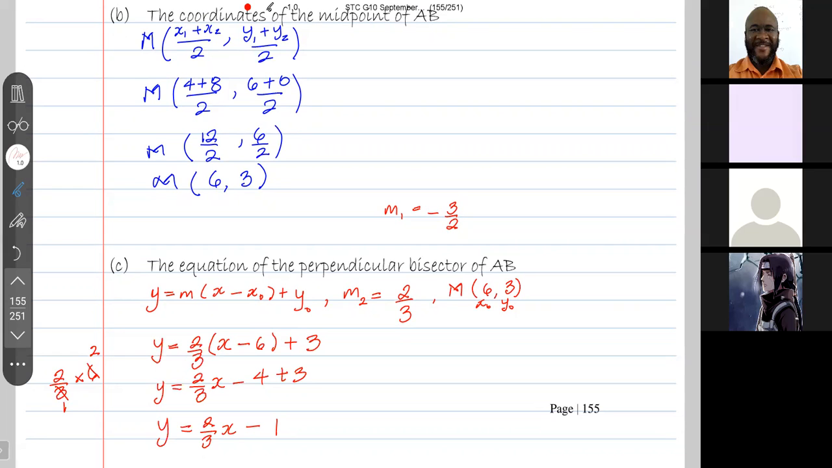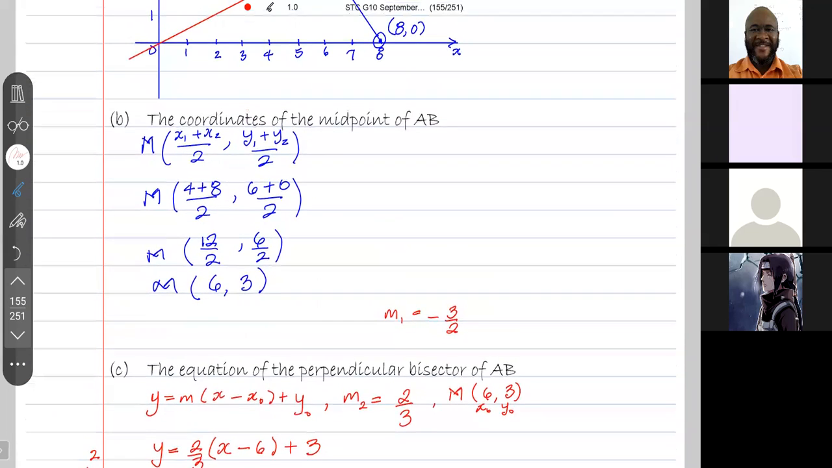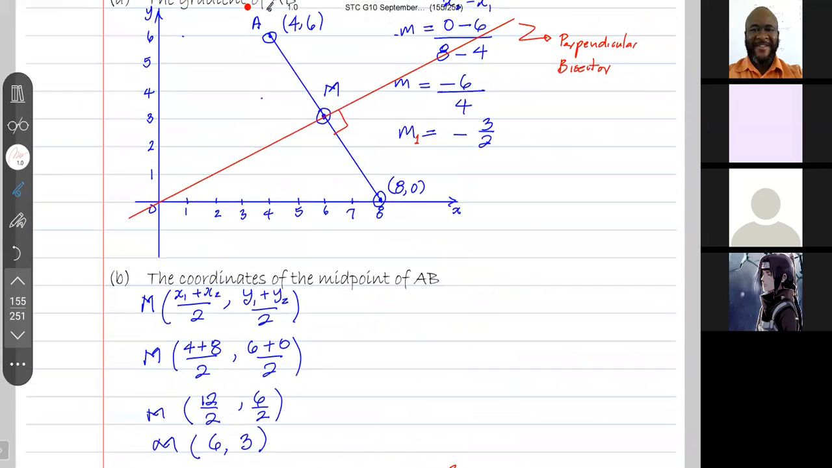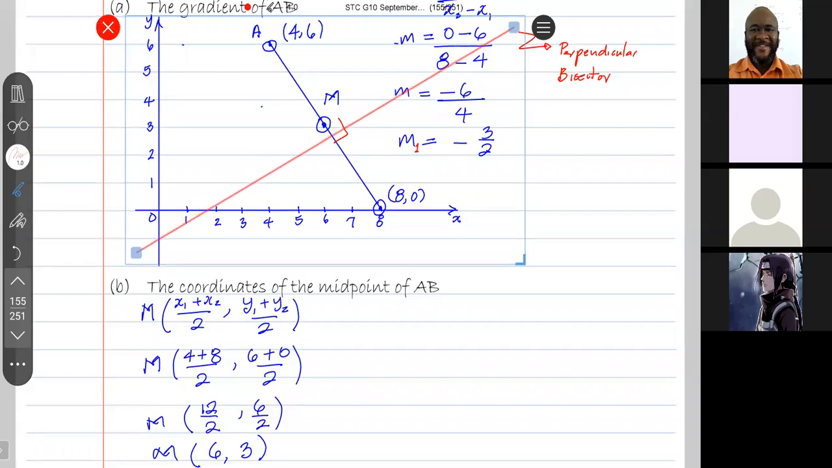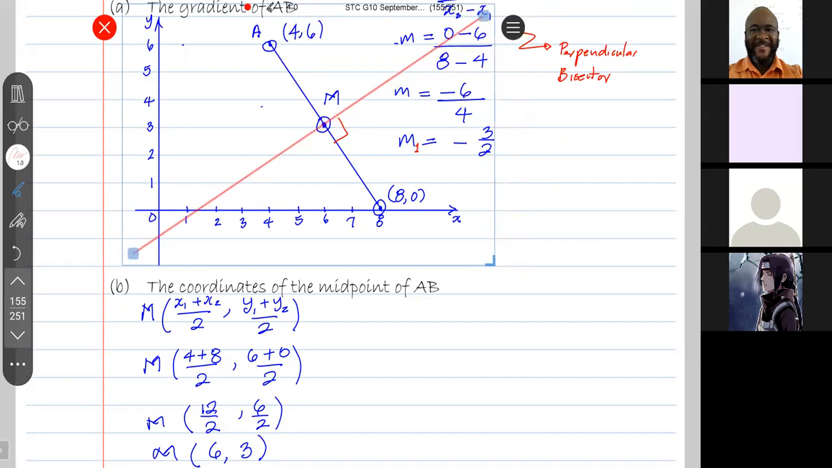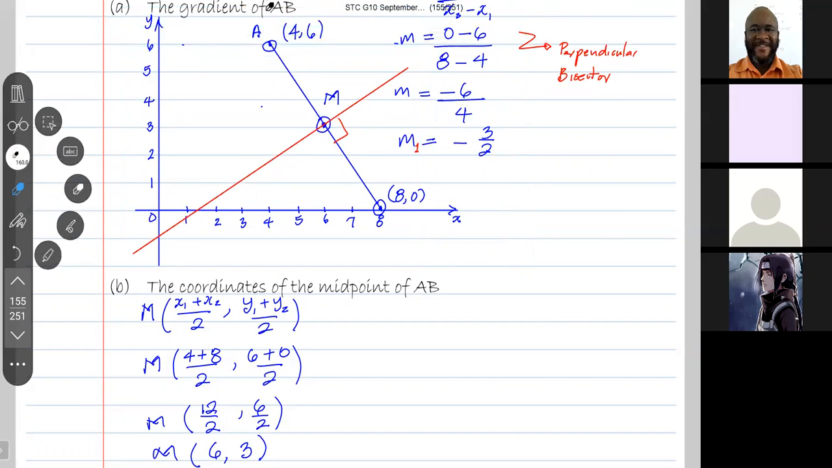Now I'm just going to fix the diagram a little. This is how I'm fixing the diagram. This line should cut the y-axis at -1. Guys, that line is the perpendicular bisector. And that's what you're being asked. You're asked to determine the equation of the perpendicular bisector.